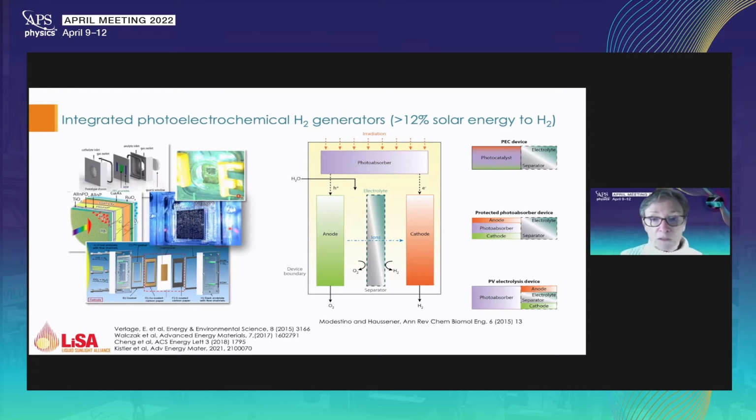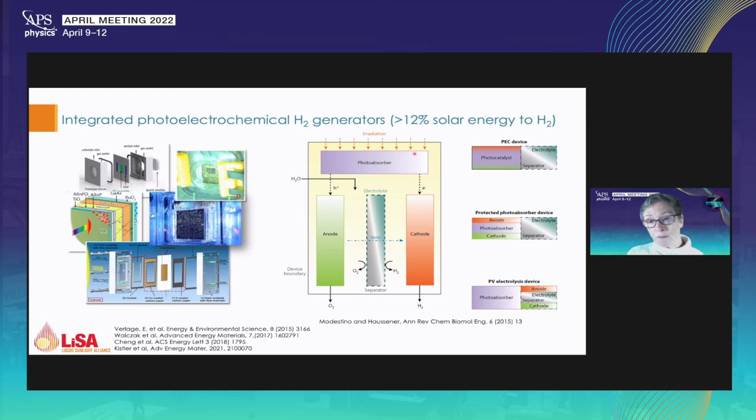All right, so I'm going to talk about water splitting primarily right now. Of the integrated photoelectrochemical hydrogen generators, there are a whole bunch of them that have been published, and all of them have better than 12% solar to hydrogen conversion efficiency. Here are some photos of arrangements, and the references are on the back. All of these have very specific elements in them.